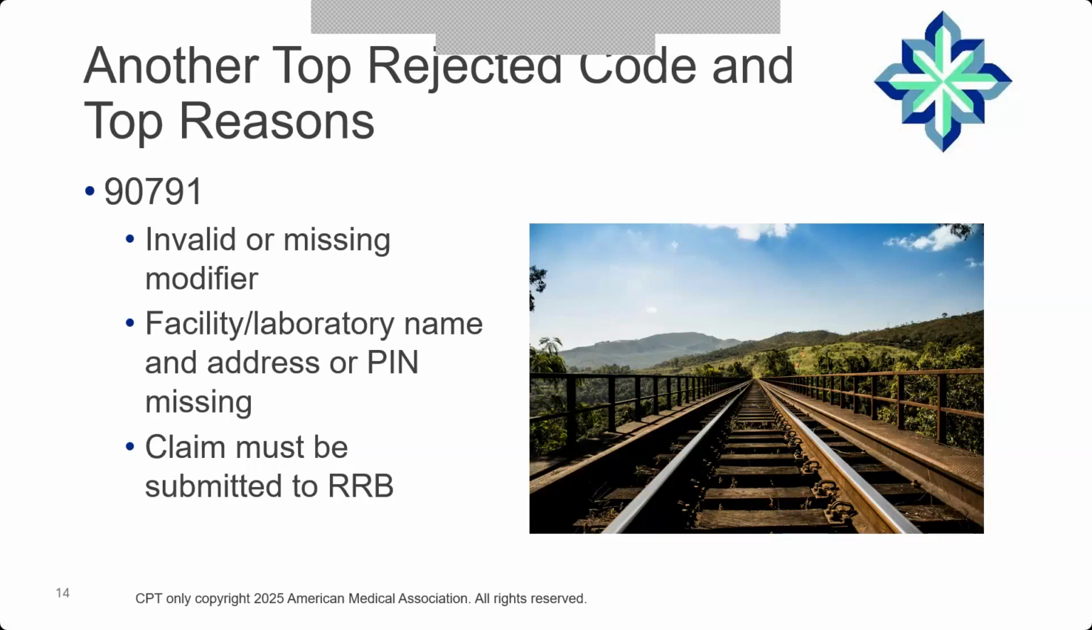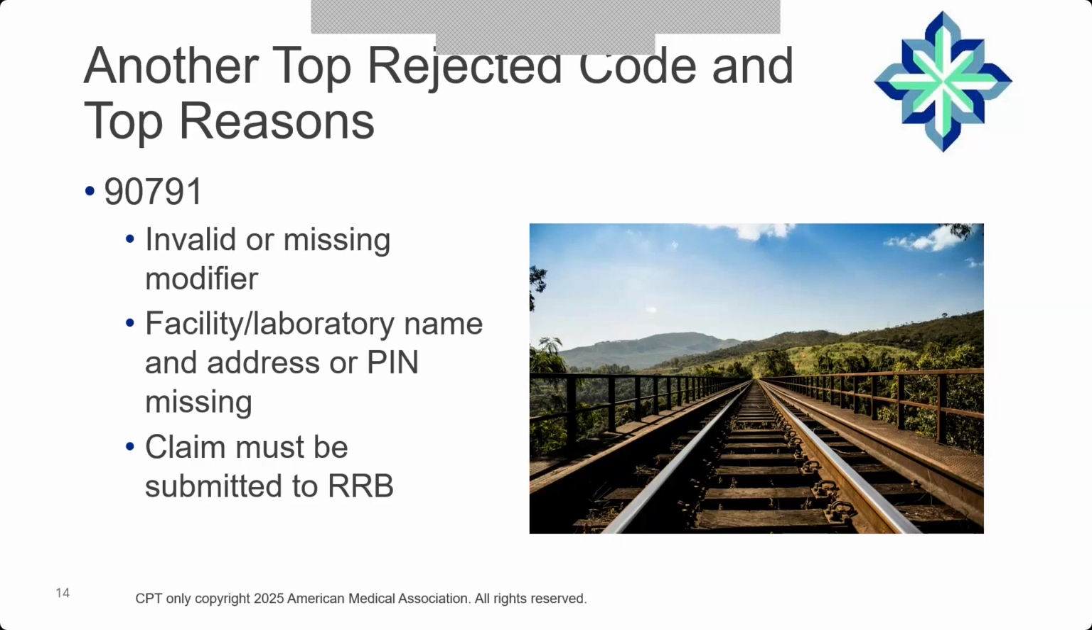The claim must be submitted to RRB. And if you look in the notes section of your handout for this slide, it will tell you that RRB stands for Railroad Retirement Board. For those Medicare beneficiaries who are retirees of the railroad, there is a specialty contractor that processes all claims. That specialty contractor is the Railroad Retirement Board specialty contractor. It is a contractor by the name of Palmetto GBA.